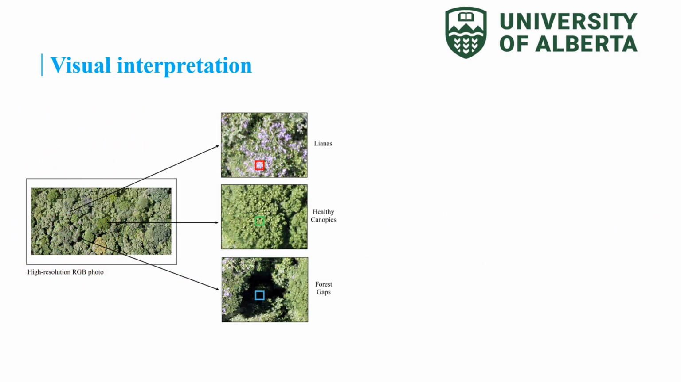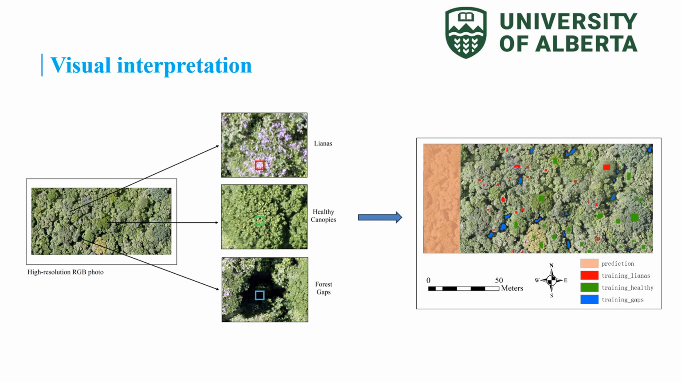This diagram shows how to manually label lianas, healthy canopies, or forest gaps. Furthermore, I divide the plot into 2 parts. In terms of the red one, all training pixels are labeled there, to train the model. Then, I use the developed model to predict the left part, that is an unknown area. Finally, I compare the prediction with the result by visual interpretation.